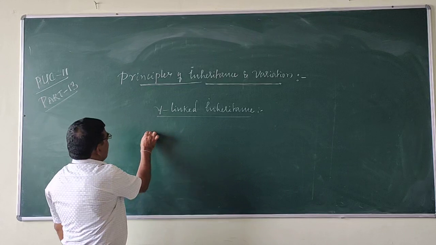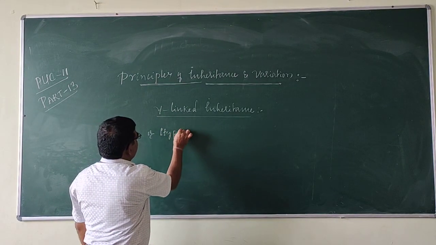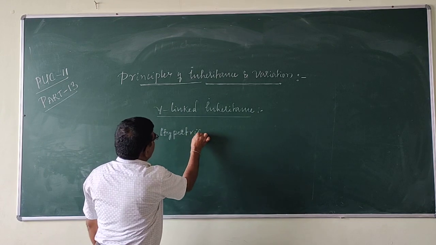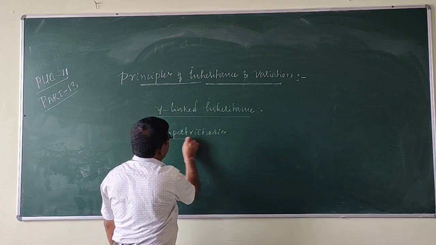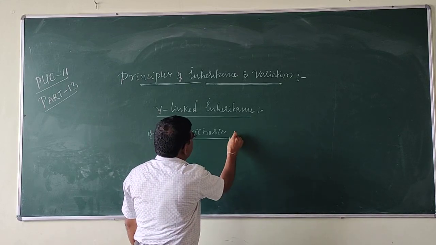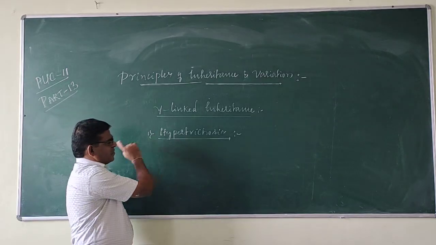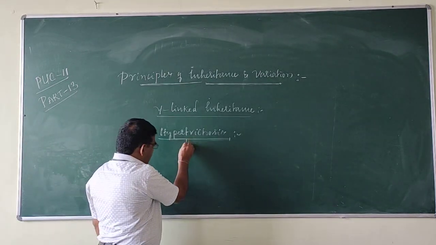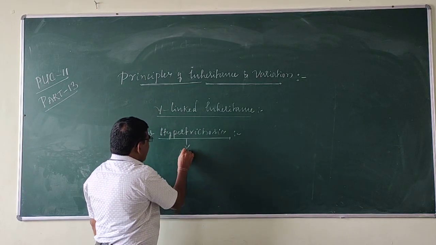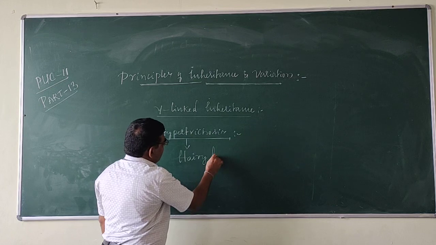I will give two examples. First one, hypertrichosis. What is hypertrichosis? Y-linked inheritance, first example, hypertrichosis. So hypertrichosis means hairy ears.